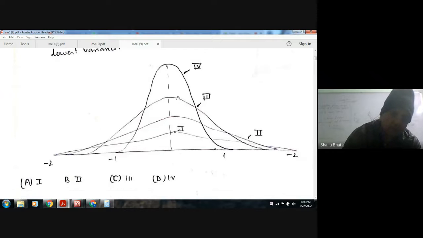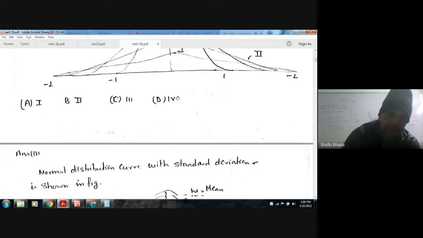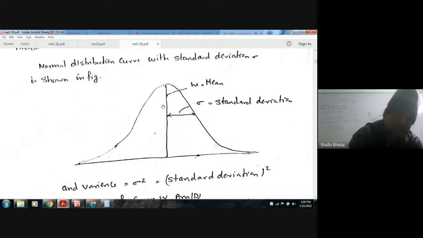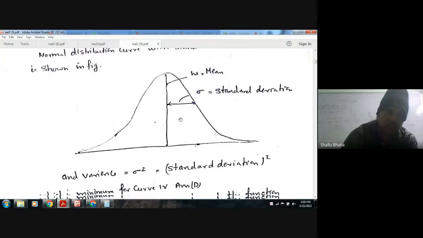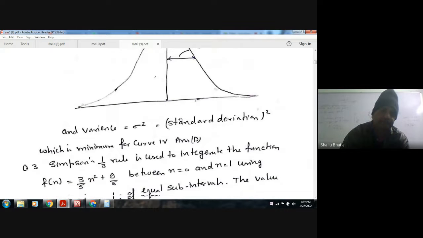So you have to choose the curve having least variance. The options are one, two, three, and four. So this is the normal distribution curve. This is the mean. This is the standard deviation, and variance is nothing but the square of the standard deviation. As the standard deviation is least for the fourth curve, the variance is also least for that curve. So the answer is D.